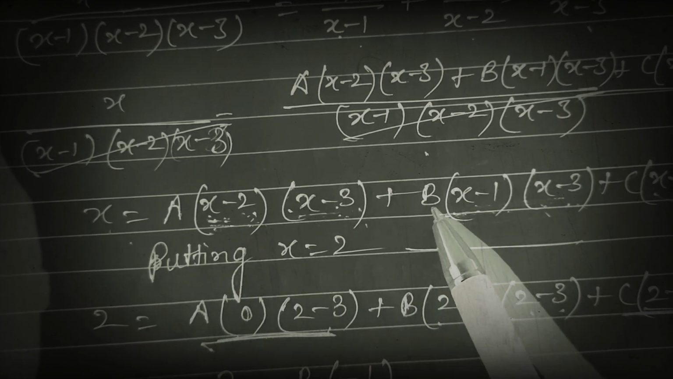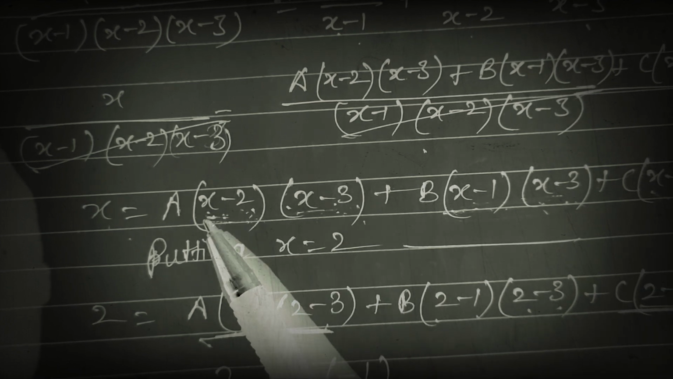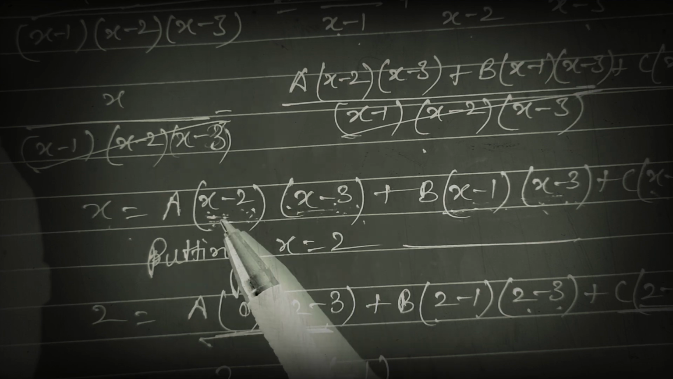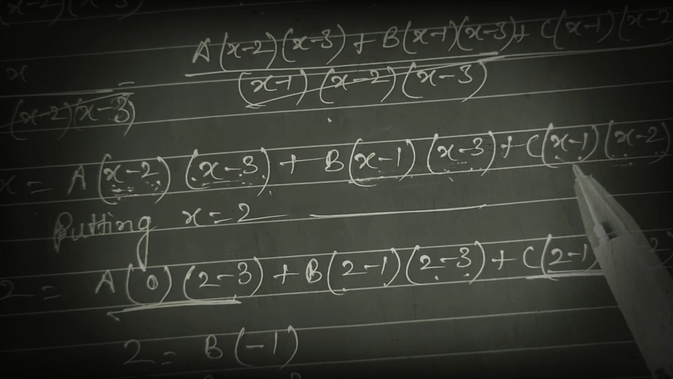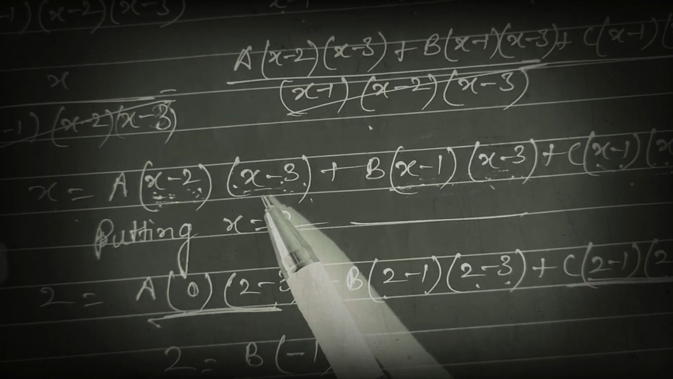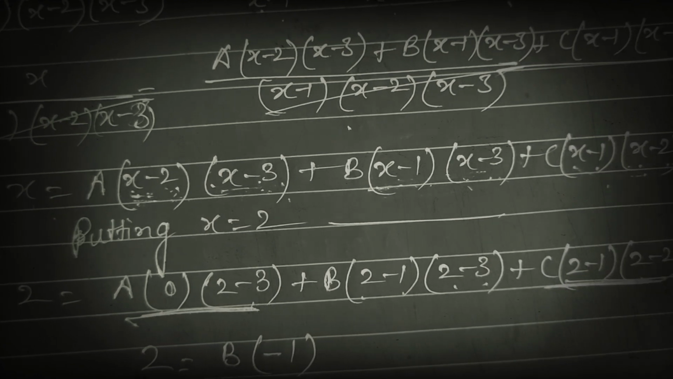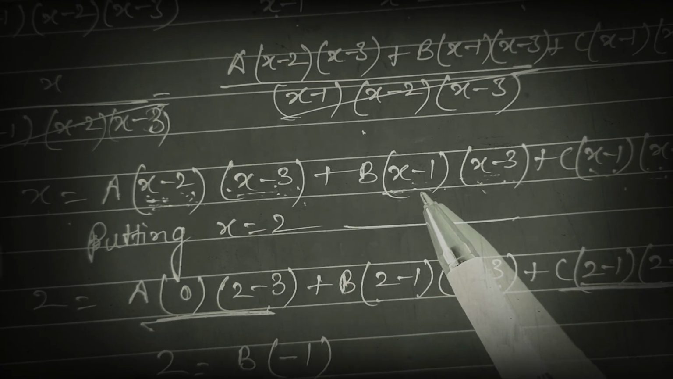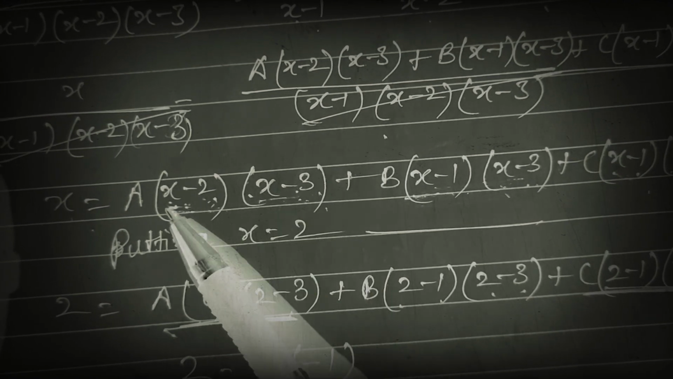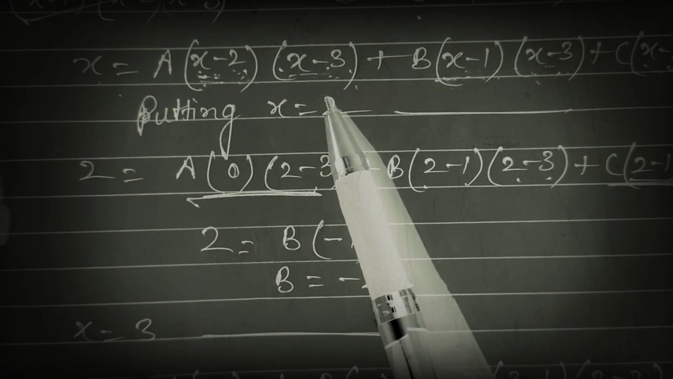Then we will find the values of A, B and C by putting x equal to 2, because then those terms will be 0, and 0 into something is 0. Then we will get B. Then we put x equal to 3, and we will get C. If we put x equal to 1, those terms will be 0 and we will get A. Clear? So firstly I am putting x equal to 2.